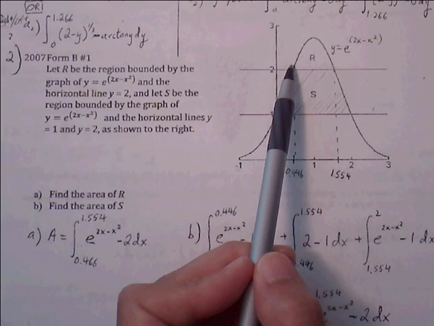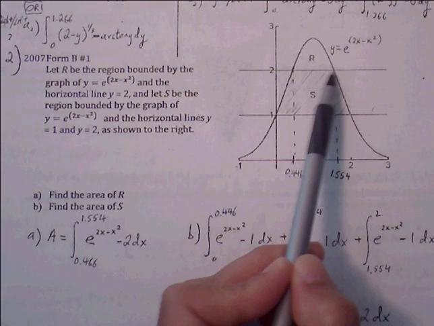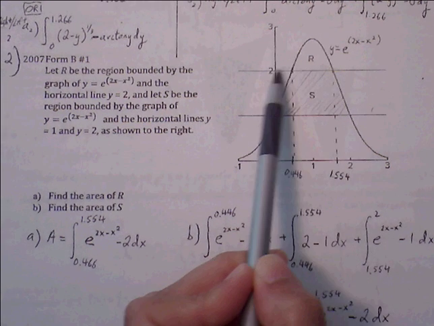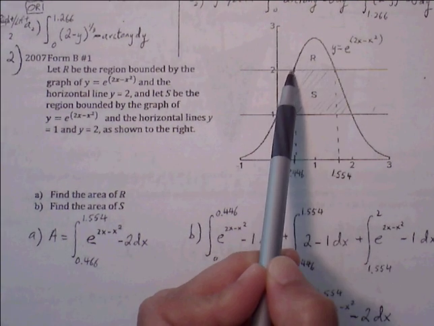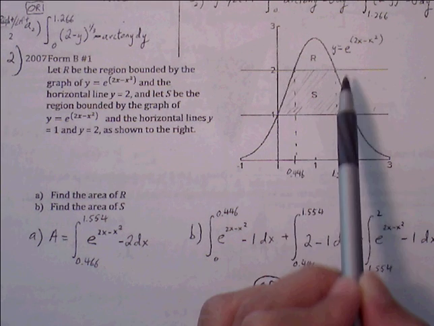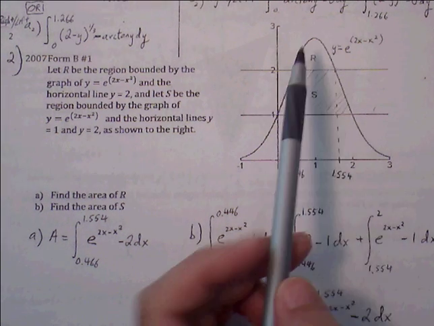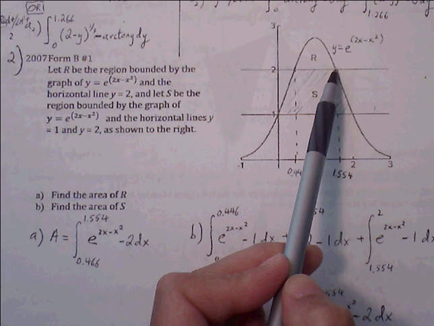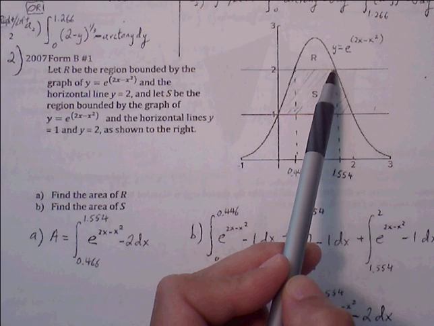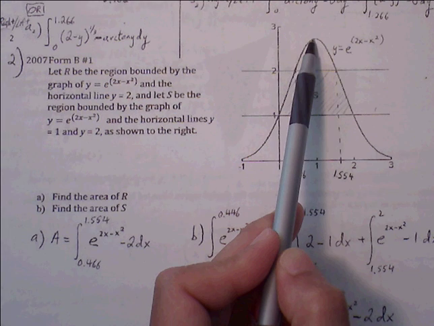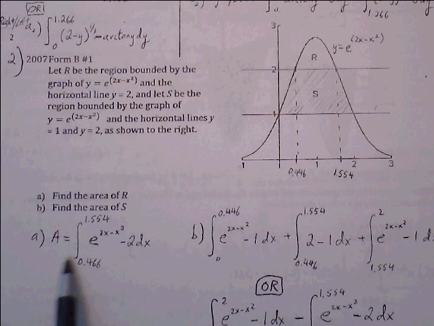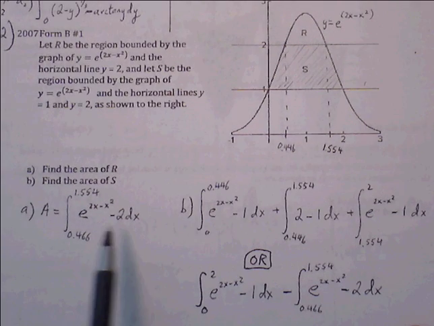Find the area of R. If we want to find the area of R, we can just do top minus bottom between our left and right bounds. Our left bound, if we set the curve equal to y equals 2 and look for those intersections, those x values will be 0.446 and 1.554. So we can find the definite integral from 0.446 to 1.554 of top minus bottom. The top curve is e to the 2x minus x squared, and the bottom curve is y equals 2.